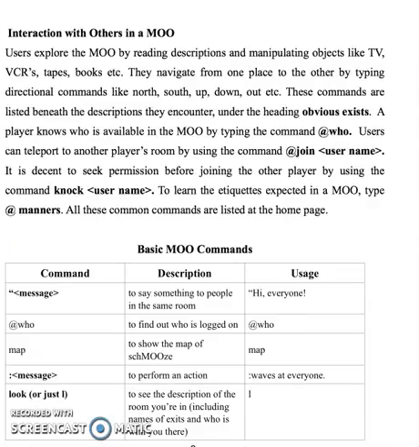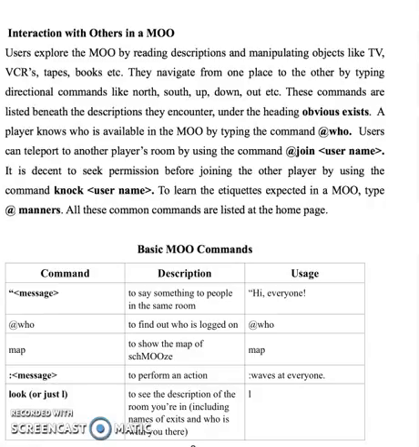Interactions with others in a schMOOze. Users explore the schMOOze by reading descriptions and manipulating objects like TV, VCRs, tapes, books, etc. They navigate from one place to the other by typing directional commands like north, south, up, down, out, etc. These commands are listed beneath the descriptions they encounter under the heading Obvious Exits.